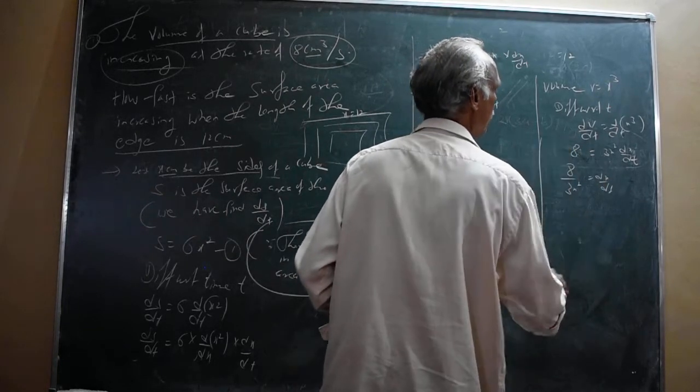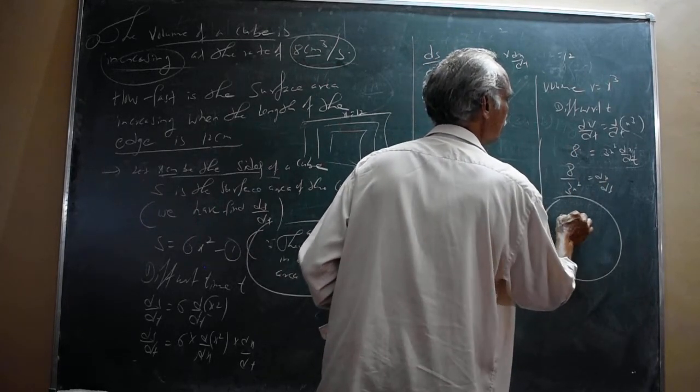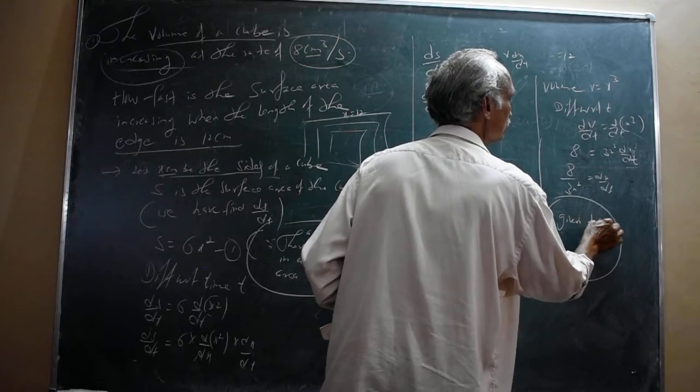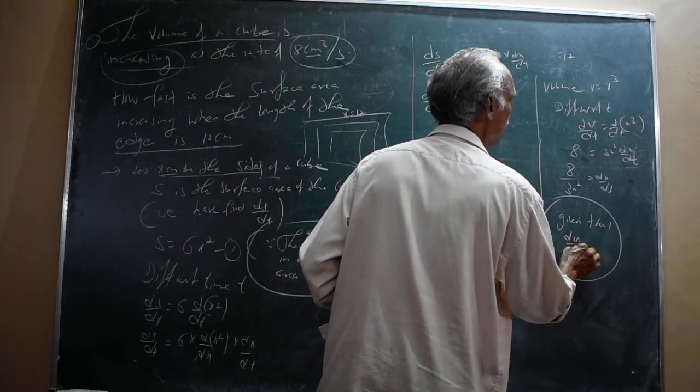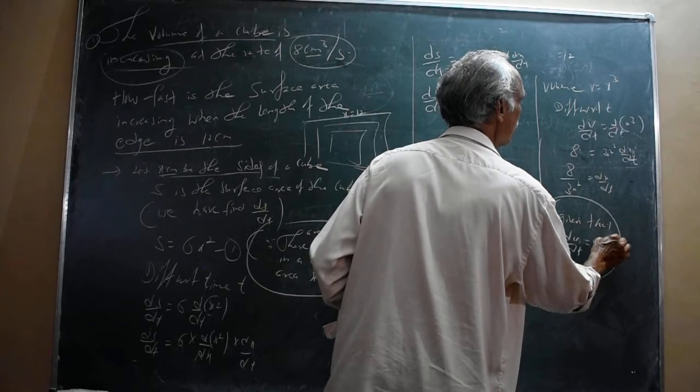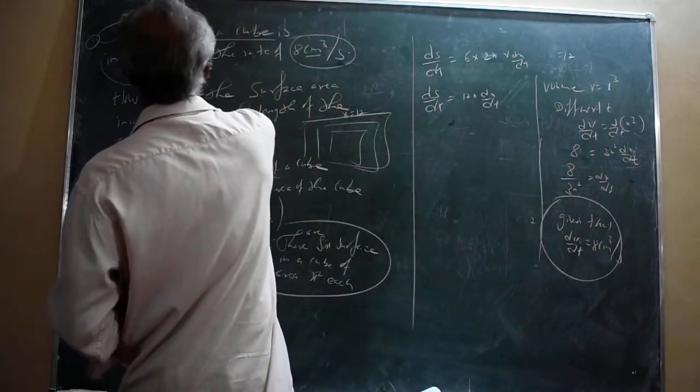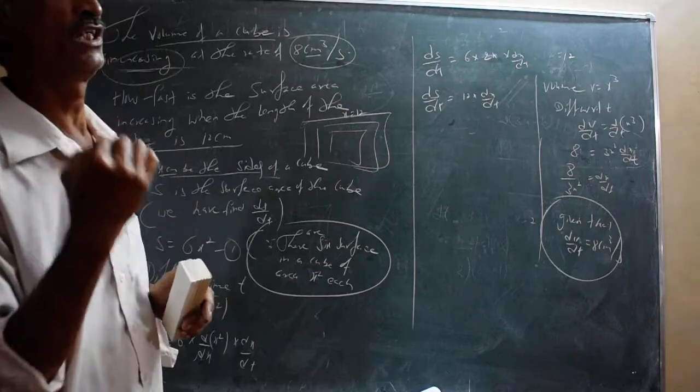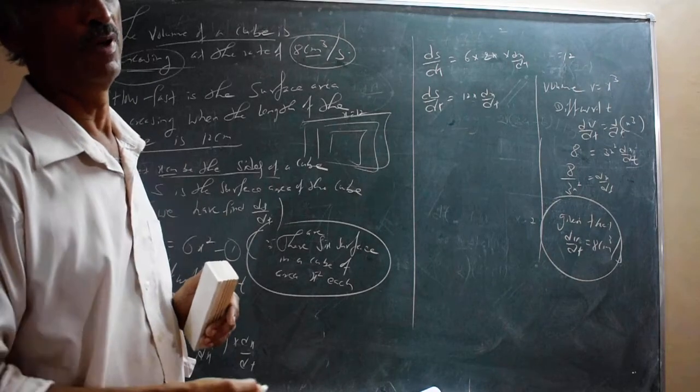How it is 8? Because given that dv by dt is equal to 8 centimeter cube per second. Here it is. Volume I told is increasing or changing, which means it is not v, it is dv by dt. Okay.